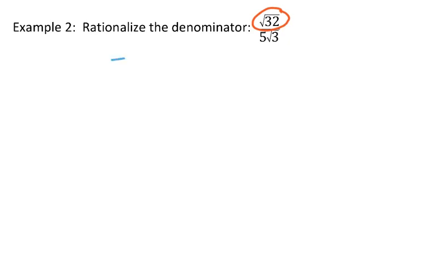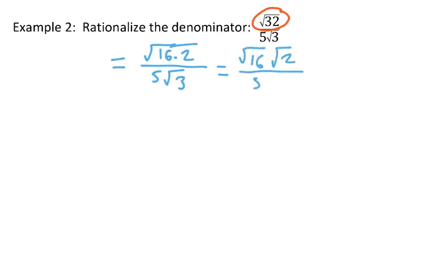Notice that 32 is the same as 16 times 2, and again using the product rule to split up the radical, that's the principal square root of 16 times the principal square root of 2 divided by 5 times the principal square root of 3. And the principal square root of 16 is 4, so already my expression is beginning to look simpler. But what's not polite is having that principal square root of 3 in the denominator.